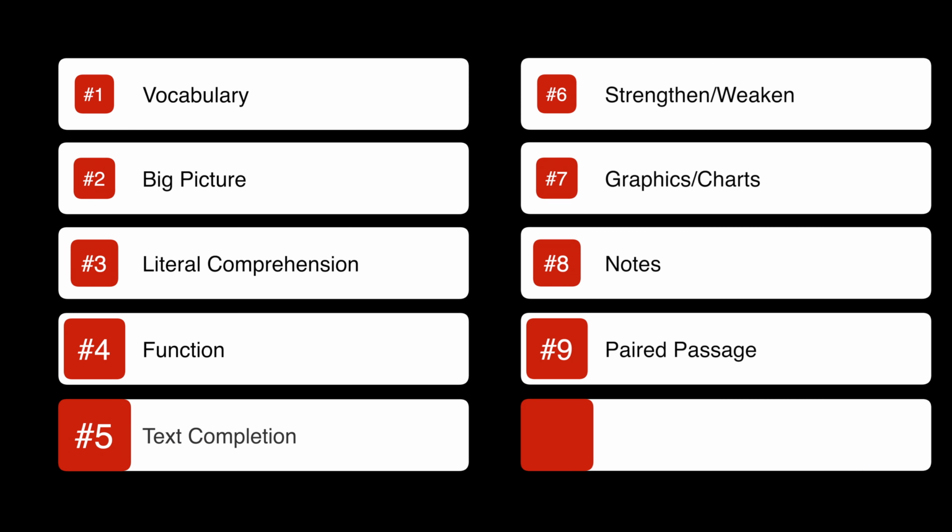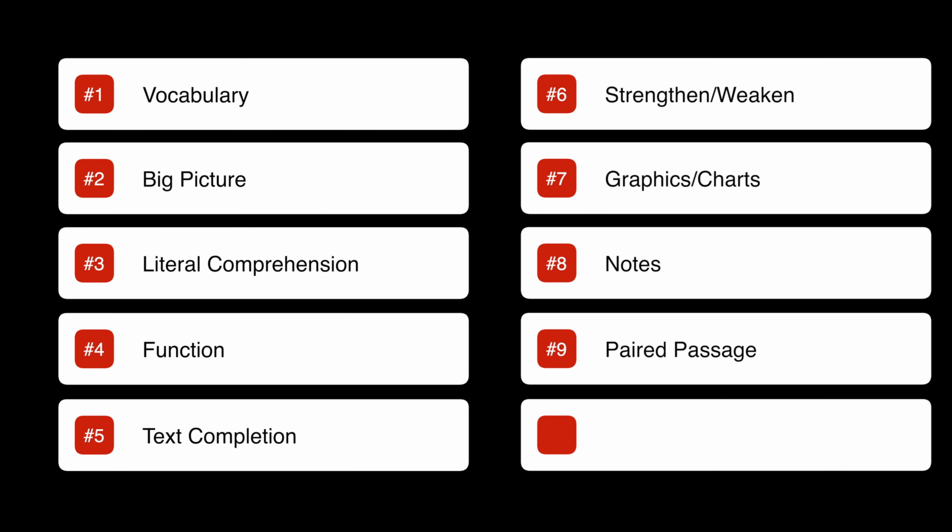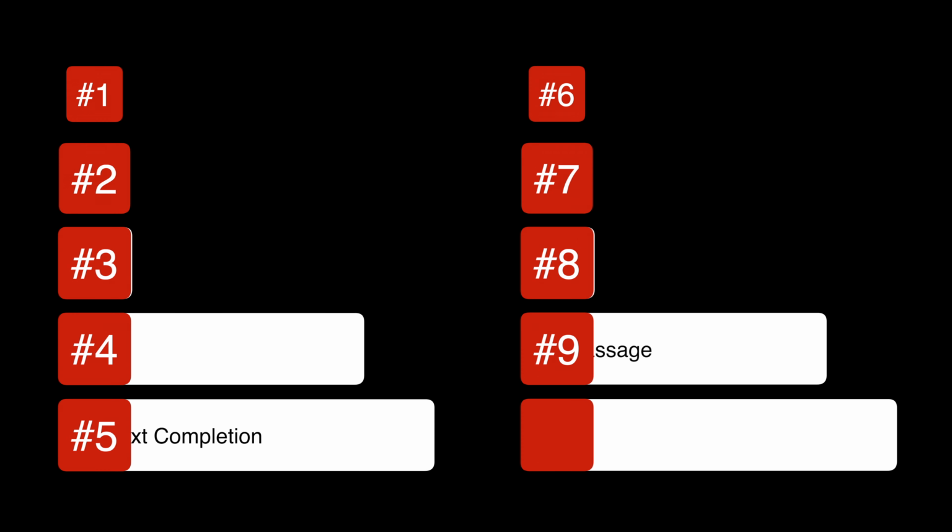And the other questions are going to be related to what's the big picture of the text, complete the text, strengthen or weaken an argument, look at a graph or a chart, what is a vocabulary word that you should use here, and so on and so forth. And again, I have a list right here of the different types of questions that are also tested in the reading and writing section of the digital SAT.